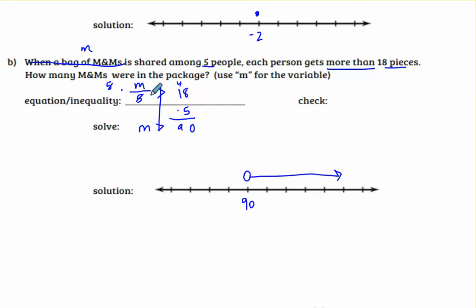All right, let's check and make sure that we think we're right. We have M divided by 5 is greater than 18. Parenthetical promise, I'm going to put in, let's say 100. 100 is an easy number to work with. So I ask myself, if I take 100 M&Ms and I share it among 5 people, well, obviously everybody's going to get 20. Is 20 greater than 18? Last time I checked, yes. So I know that I'm right. Hope this helps.